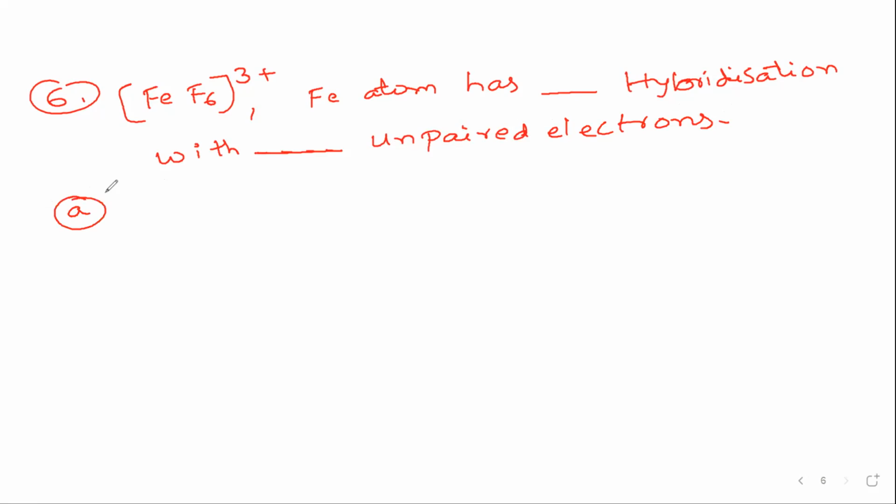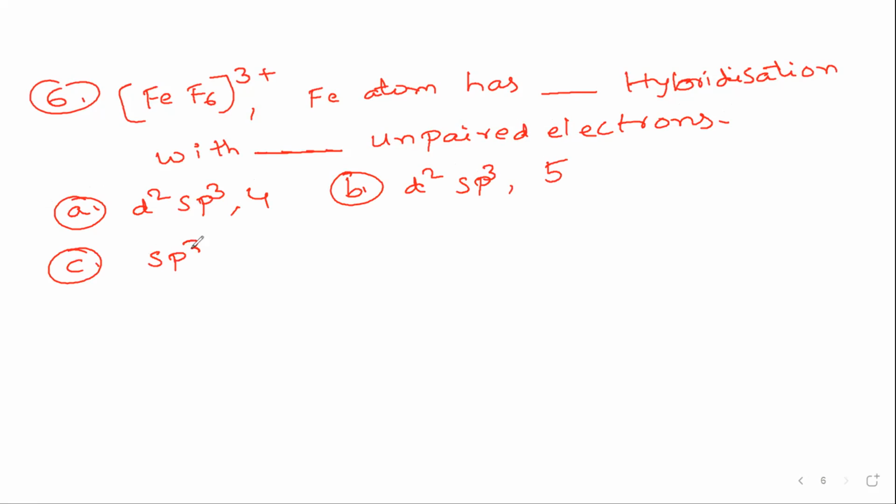Option A is d2sp3, 4 unpaired electrons. Option B is d2sp3, 5 unpaired electrons. Option C is sp3d2, 5 unpaired electrons. And option D is sp3d2 and 3 unpaired electrons. Now, which is the right option? We have to check. Very, very important question, this model. So let us see now.